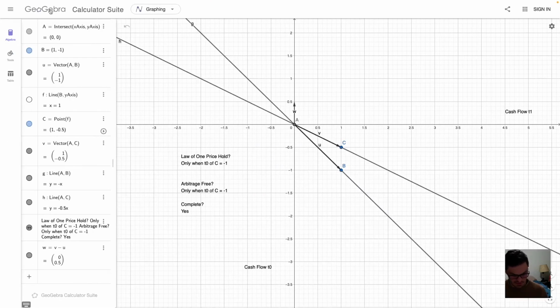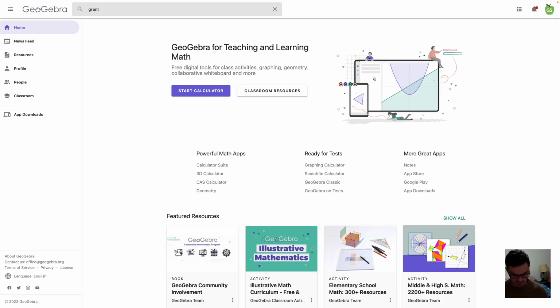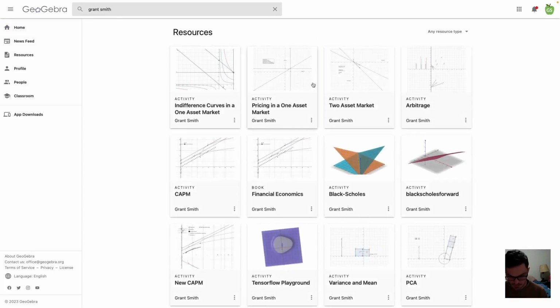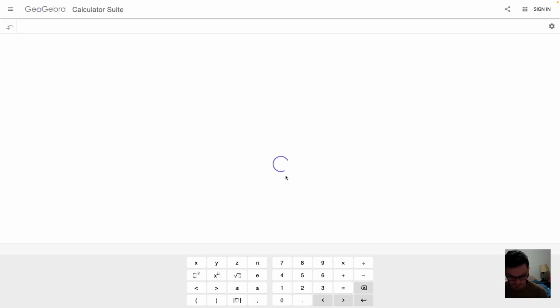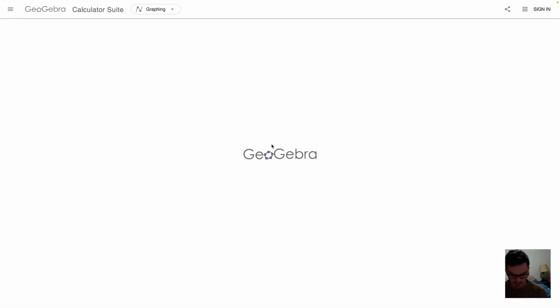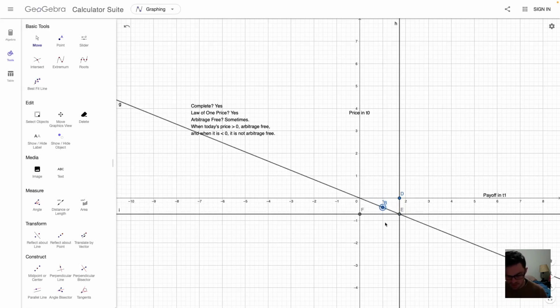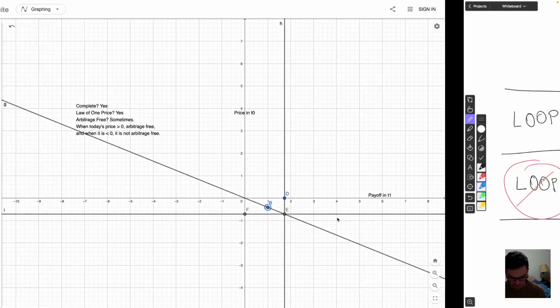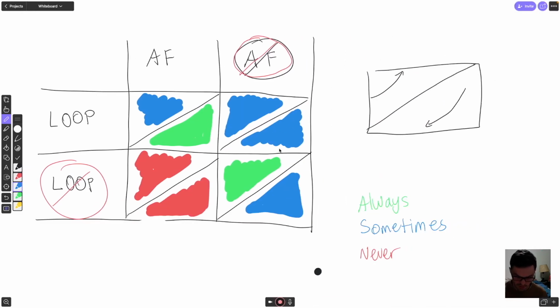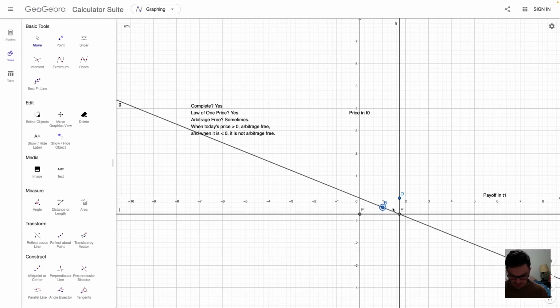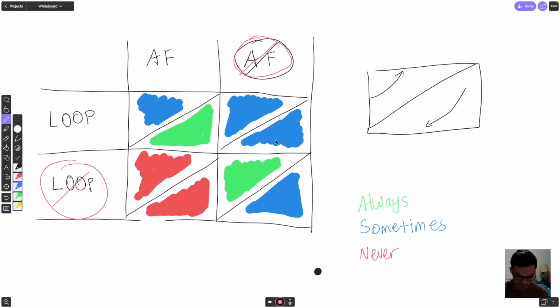So let's do that. Let's go back to GeoGebra. Let's search for Grant Smith. Okay. And you might already know where I'm going, but I'm going to open this up. Right now, if we move this down, we are in an arbitrage scenario, so we are not arbitrage free. So we are in the state that we want. We're one of these two. And here, the law of one price does hold, right? So we've proved a perfect example of this one being blue as well.